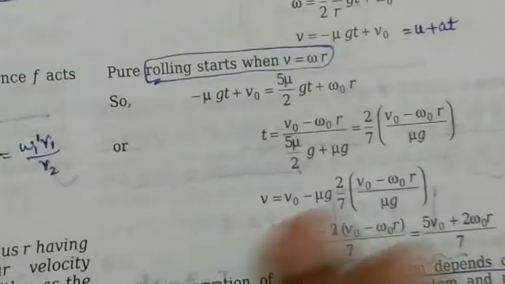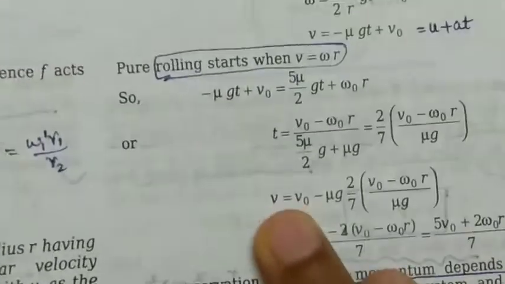And next, wait a minute. So next thing is we need to find the translational velocity with which it rolls. That is the thing we needed to find out. Next point. So let's see. So v is nothing but translational velocity here.